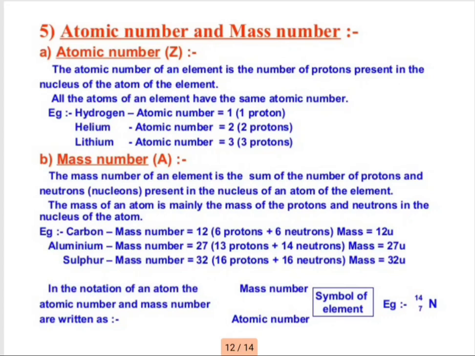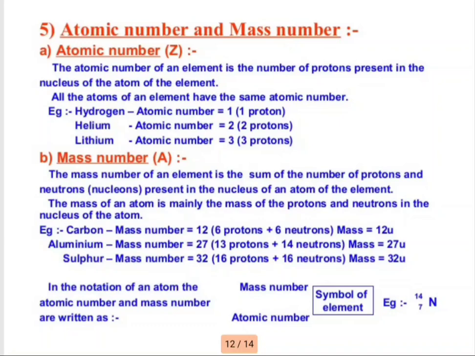Next, mass number is denoted by A. A is equal to number of protons plus number of neutrons, not electrons. You can remember this. Mass number is equal to number of protons plus number of neutrons. Carbon's mass number is 12 because it has 6 protons and 6 neutrons. So its mass is 12 units. Aluminium mass number is 27 because 13 protons plus 14 neutrons. Sulfur mass number is 32, 16 protons plus 16 neutrons.